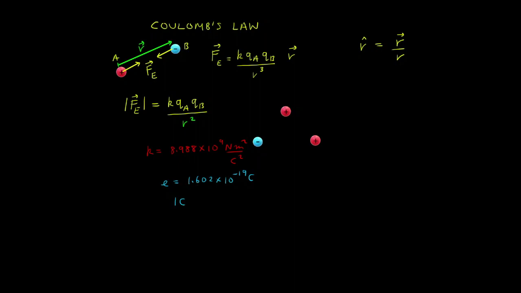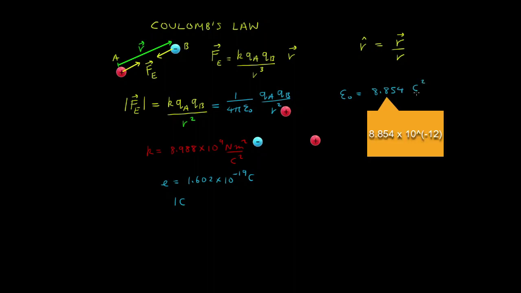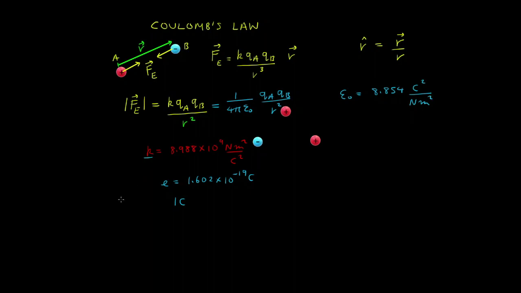Now alternatively, we can write the magnitude of the electrostatic force as 1 over 4 pi by epsilon naught by the magnitude of charges over the square of the magnitude of the radial vector. And epsilon naught is then 8.854 coulombs squared per Newton meter squared. And that just simply comes from Coulomb's constant.